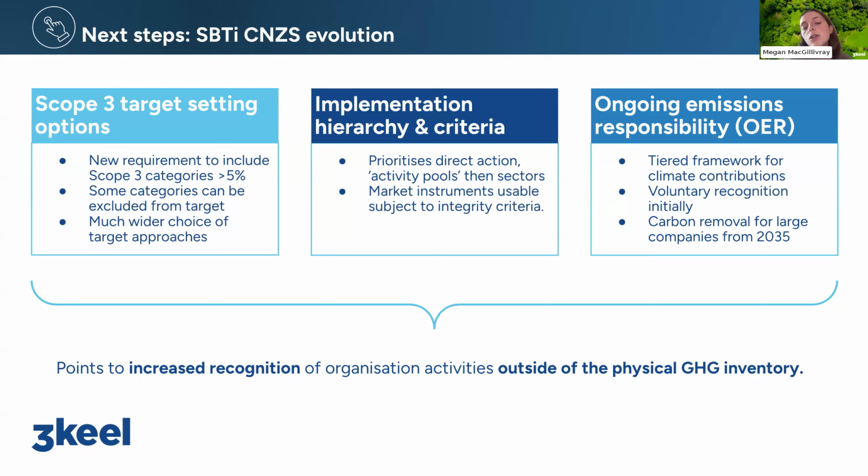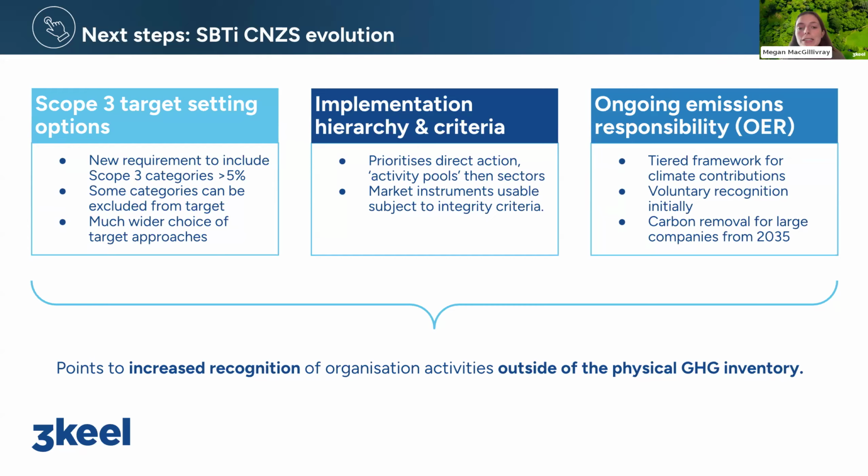And finally, under the Corporate Net Zero Standard version 2, there's increasing recognition of OER, which is ongoing emissions responsibility. That basically means you have to take responsibility for any unabated emissions in the run-up to your net zero target year. So there are a lot of different approaches that count here. That could be purchasing carbon credits, but it could also be investments in broader activities such as mitigation or adaptation projects that have not yet delivered quantified carbon outcomes. OER activities are voluntary for now, but credits will be required from 2035 onwards for those large organisations.